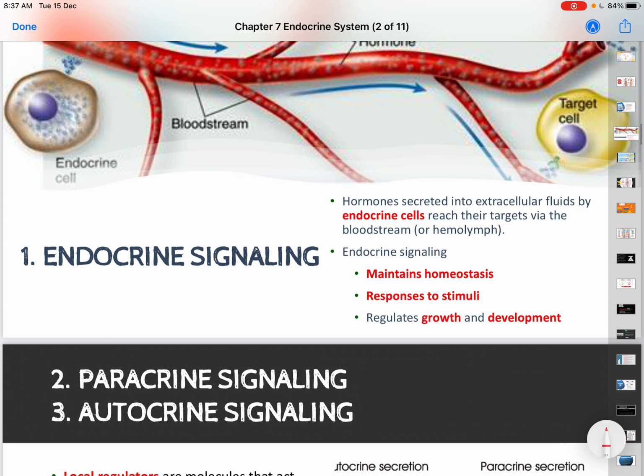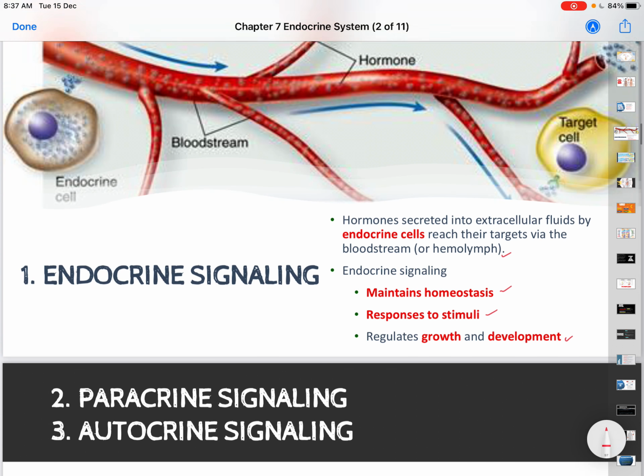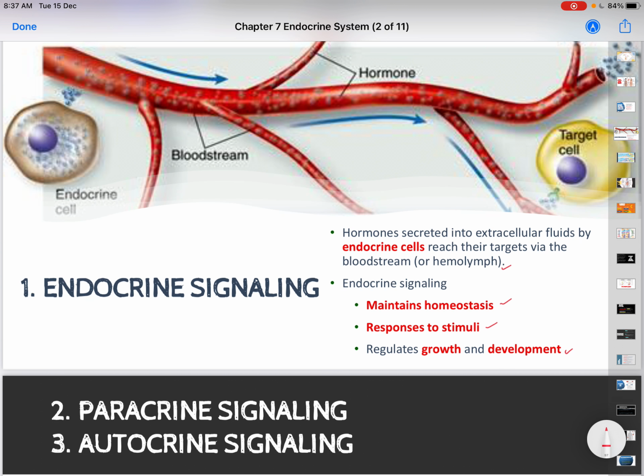Let's see the first one, endocrine signaling. The hormones secreted into extracellular fluids by the endocrine cells reach their target via the bloodstream, or the hemolymph for insects. The function of endocrine signaling is to maintain homeostasis, respond to stimuli, and regulate growth and development. The hormones secreted into extracellular fluid by endocrine cells later reach their targets through the bloodstream, and then they produce a response.